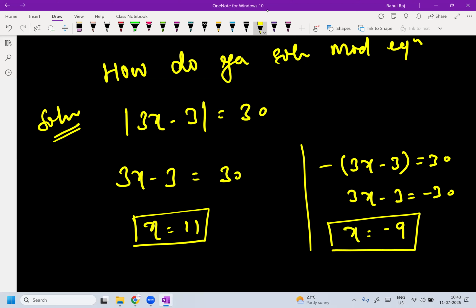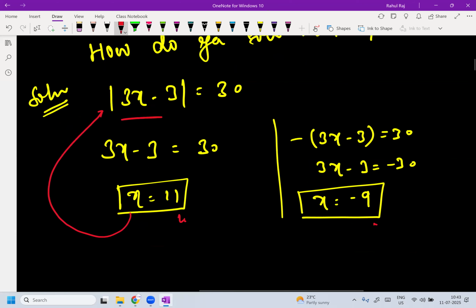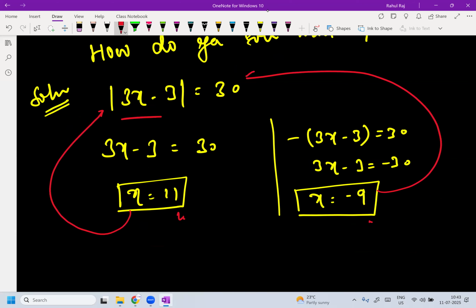One thing you should remember, Bachcha, irrespective of whatever, you should never ever forget it. When you are solving an equation of a mod, and mod is on one side of the equation, at the end of the question, you should 100% check the validity of your solution for sure. So you put x is equal to 11 over here. See, is it LHS is equal to RHS? You put x is equal to negative 9 over here. Is it LHS is equal to RHS? Yes. Now, this is a simple process of solving mod equation.